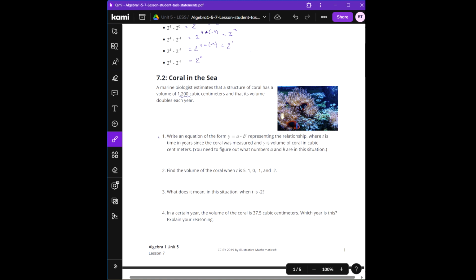The structure has a volume of 1,200 cubic centimeters, and it doubles each year. Okay, so write an equation in the form of y equals a times b to the t. All right, so here y is equal to 1,200. Okay, so that's the initial number.